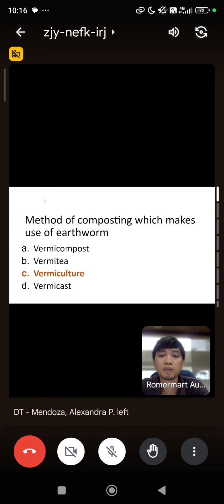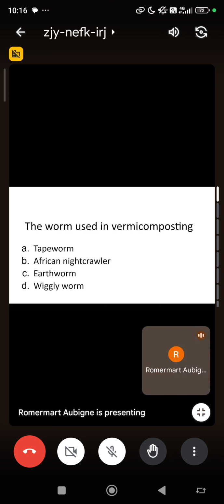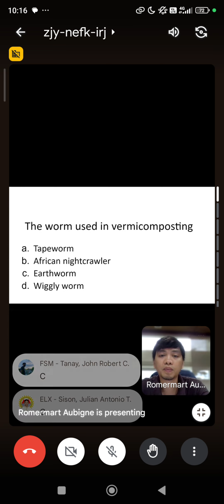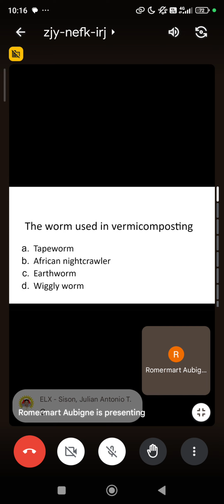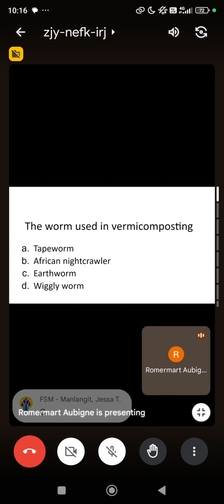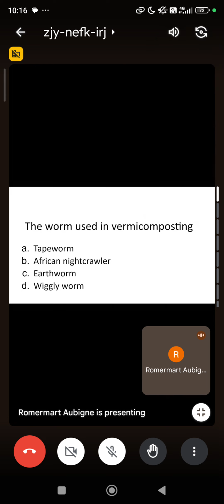Next, the worm used in vermicomposting. Ano po ba yung worm na ginagamit natin for vermicomposting? A. Tapeworm. B. African nightcrawler. C. Earthworm. D. Wiggly worm. Ano natin yung sagot nila? Meron tayong earthworm. Earthworm ang sagot nila. The worm used in vermicomposting.